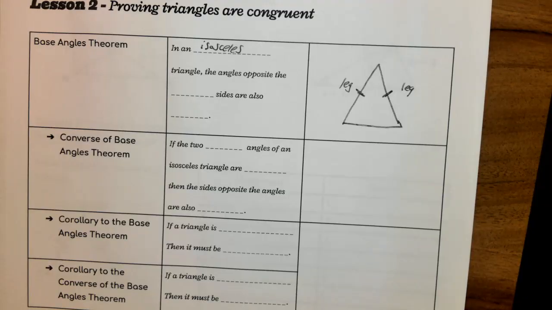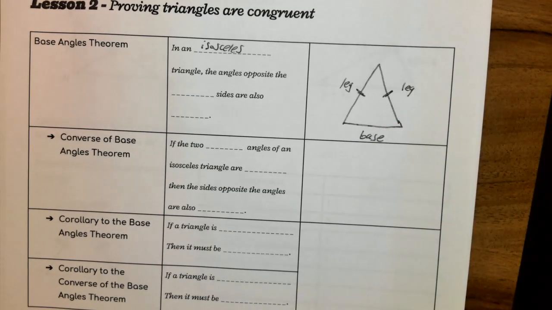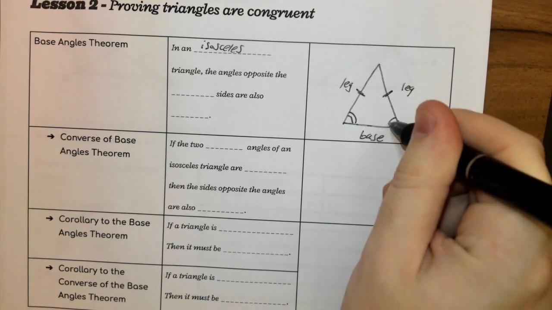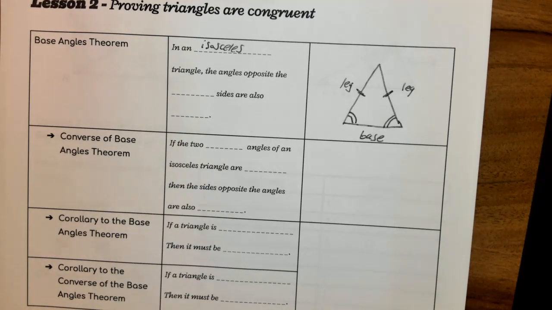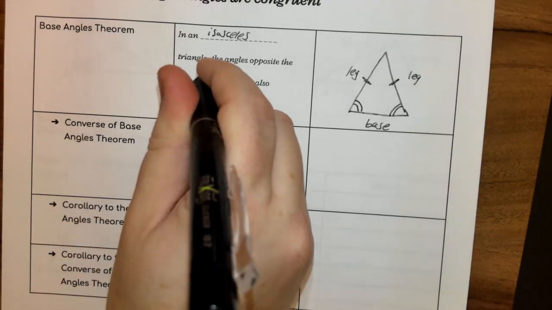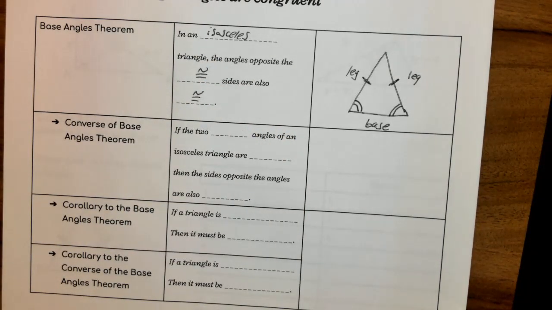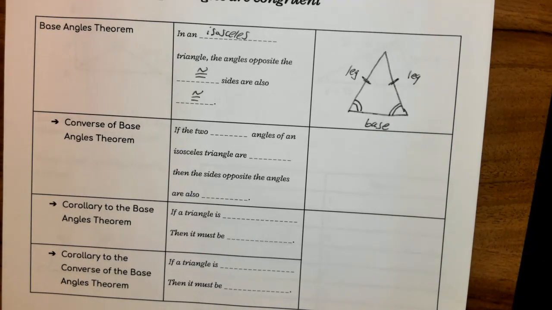The side that is not congruent is called the base, and the two angles that are touching the base are the base angles. And here's a fact about isosceles triangles: they're symmetrical. In an isosceles triangle, the angles opposite the congruent sides are also congruent. So these two bottom angles are going to be the exact same.